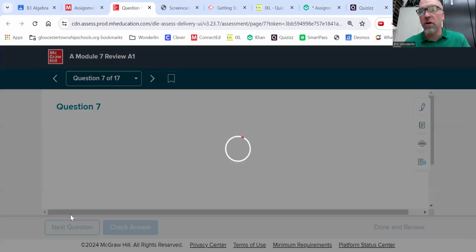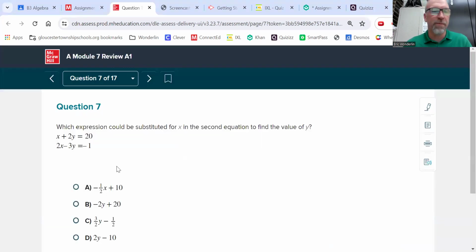Can't auto check that one. That's what I had to score. Which equation can be substituted for x in the second equation to find the value of y? Horrible question. That's standard form. That's standard form. We're not doing substitution. We're doing elimination. This is just to prove to you substitution is not necessarily the easiest way. If you want to substitute something for x in the second equation, it's got to come from the first equation. So that means I need to isolate the x in this first equation.